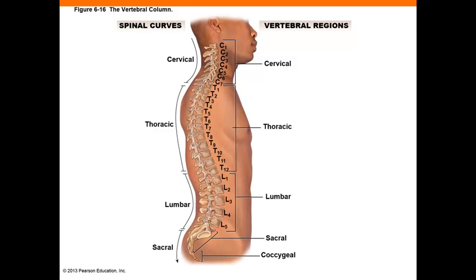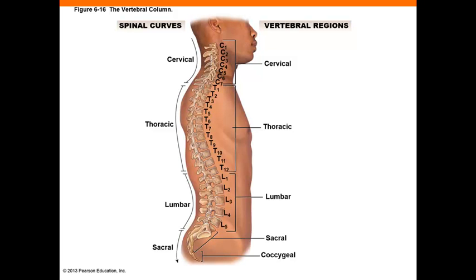The vertebral column is subdivided on the basis of vertebral structure. The cervical region of the neck has 7 cervical vertebrae. The thoracic region has 12 thoracic vertebrae, and the lumbar region has 5 lumbar vertebrae. The sacral region has 5 fused vertebrae in the sacrum, and the coccygeal region also is made up of about 3 to 5 fused vertebrae in the coccyx.